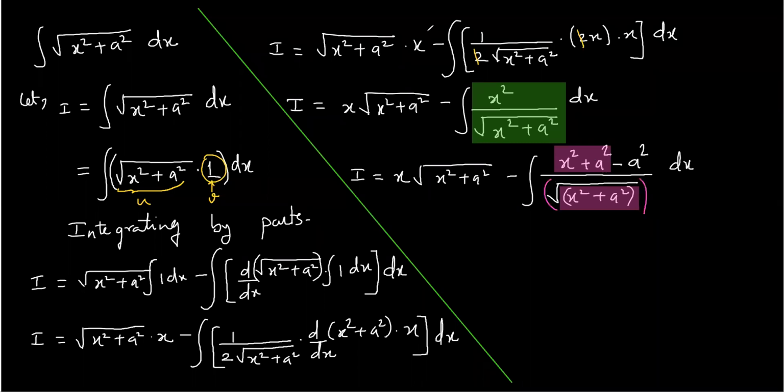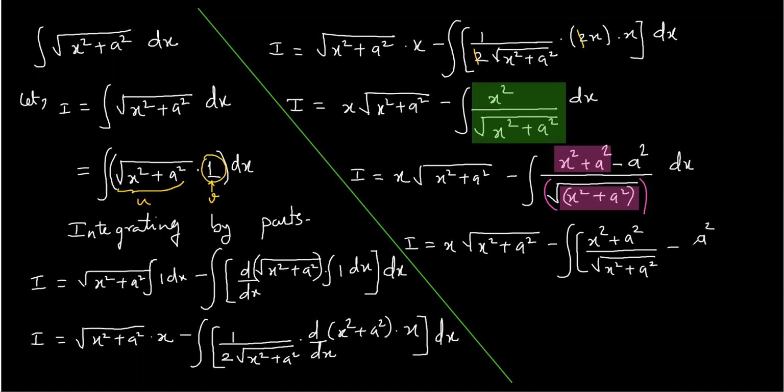When I do that, see what I get. I will separately divide by square root of x square plus a square here. So I'll get x into square root of x square plus a square minus integral, and here we will split this. So we get x square plus a square divided by square root of x square plus a square minus a square upon square root of x square plus a square dx.